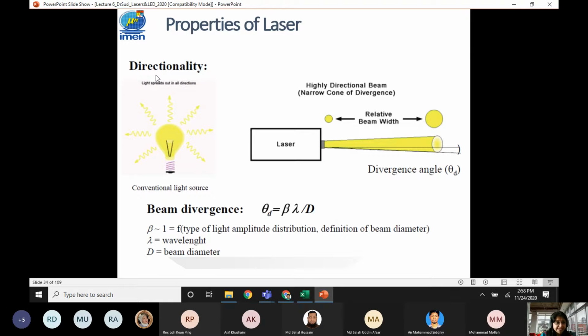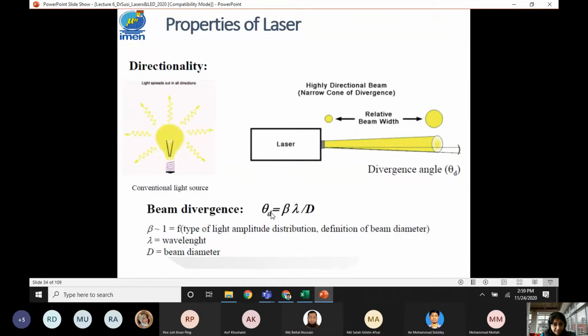Other than monochromaticity, it also has directionality. This is a conventional light source. It can be a lamp, an LED or whatever. You can see that the light is propagating all over the place. Whereas in a laser, it is a highly directional beam. It only emits in one direction. Upon emission, this is the beam width, and after some distance there is a divergence angle, theta d, but it's not so much compared to the conventional light source. This beam divergence from upon emission we call near spot and far spot.